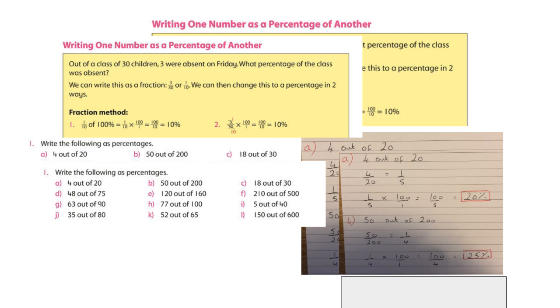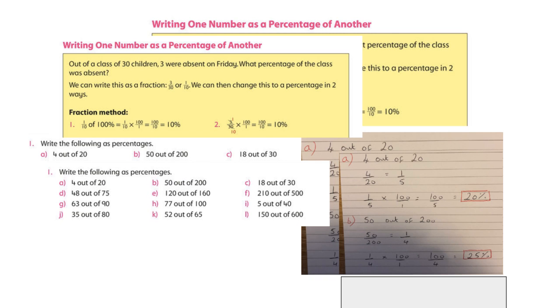I want you to work away from C to L today. Remember, guys, that you are breaking it down into the smallest fraction possible. So when you're moving on to 18 out of 30 for question C, you're putting 18 over 30 and breaking it down to the smallest fraction, multiplying by 100 over 1, which will give you the percentage. Similarly with all of these questions, you can break them all down.